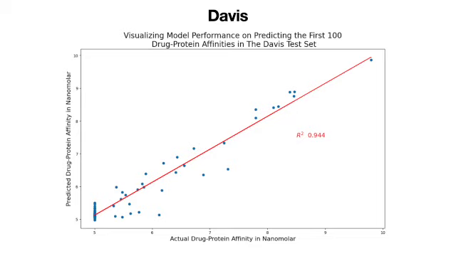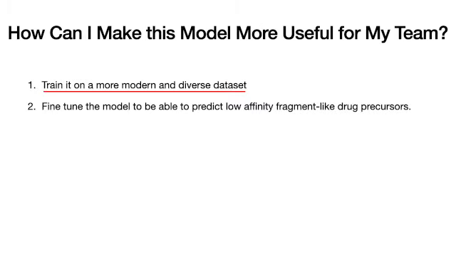And as you can see, we have a nice R-squared score of 0.94. So in conclusion, I felt fairly comfortable moving forward that I was able to validate the model. And so I moved on to the two questions that I proposed at the beginning. The first one was to be able to modernize the model, train it on a more diverse and more relevant data set in terms of drug discovery today to make it more useful.